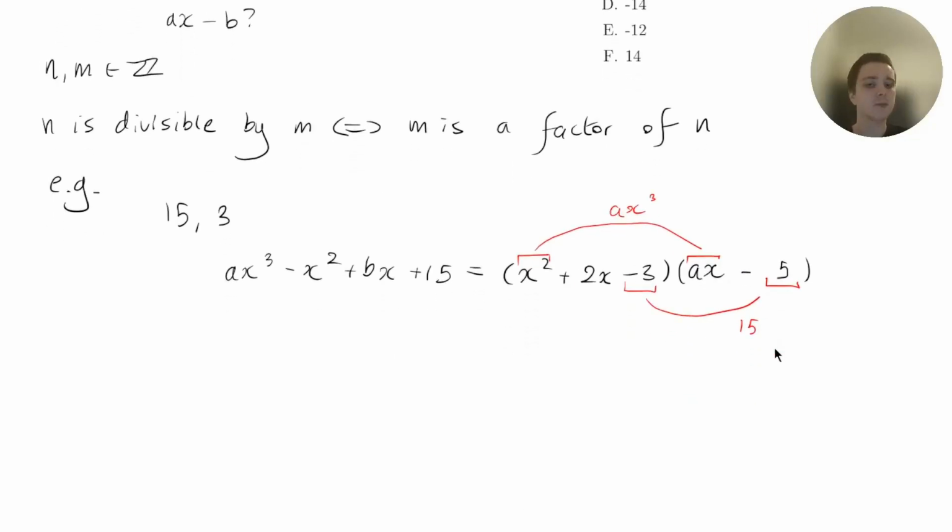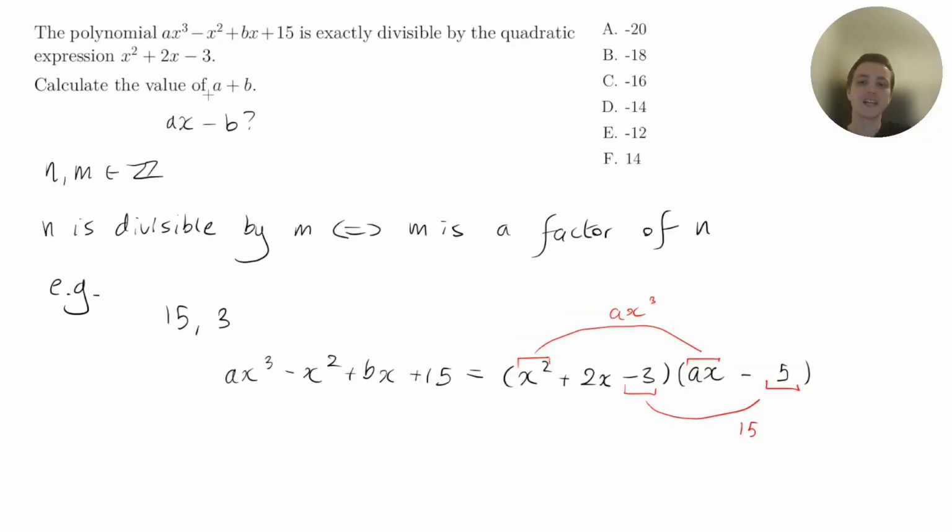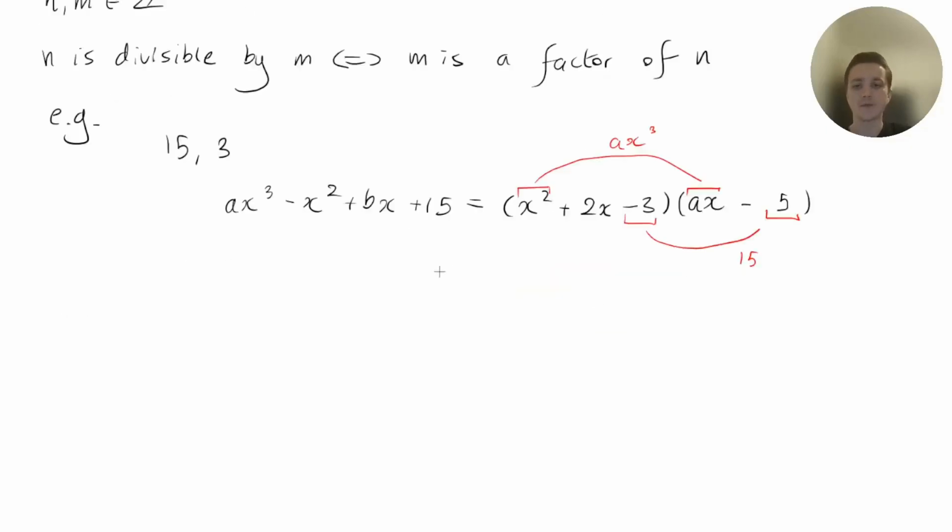We can expand this out, start comparing some coefficients, get some equations in a and b, and hopefully solve for a and b, add them together, and we'll get a plus b. But we're going to take a slightly different route. So rather than expanding out, we're going to fully factorize. So x squared plus 2x minus 3. The factorization of that is going to be x minus 1 times x plus 3. And we have this other term, ax minus 5.